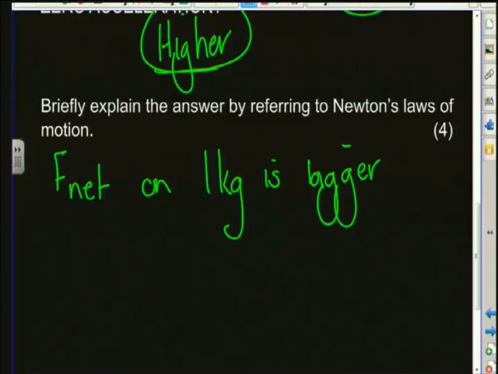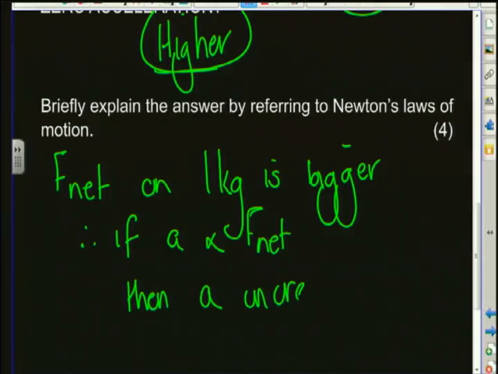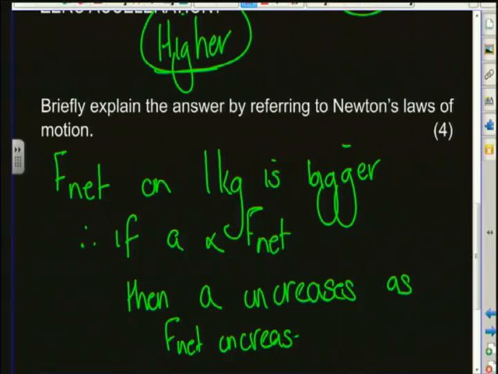Okay? There's no friction anymore. Therefore, if A is directly proportional to F net, then A increases as F net increases. How do we know this? This is Newton's second law.